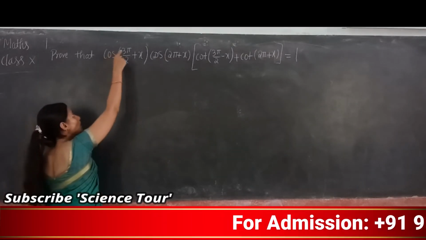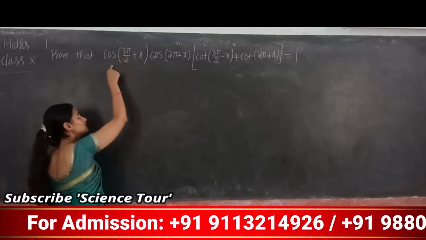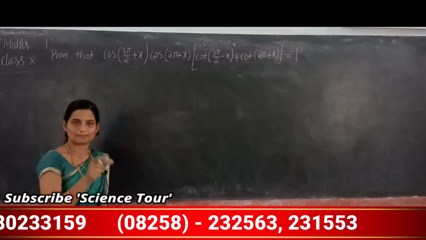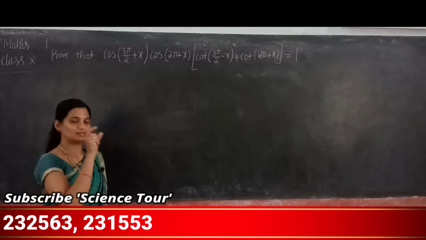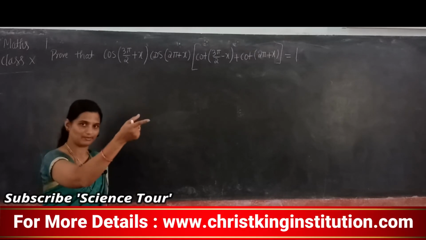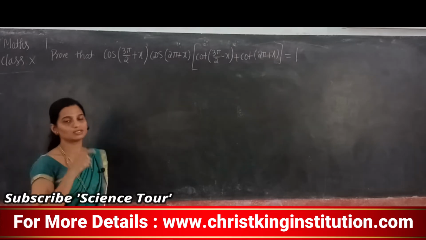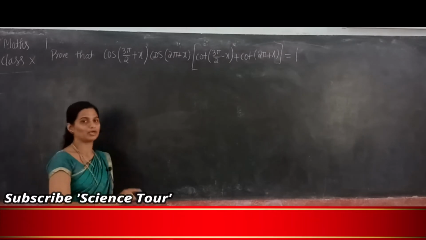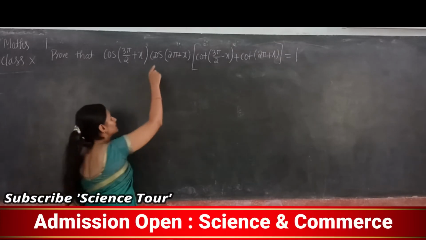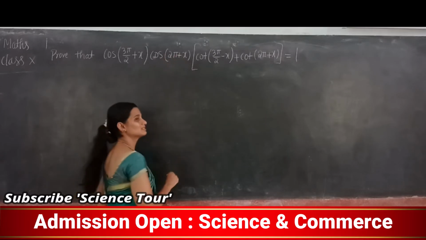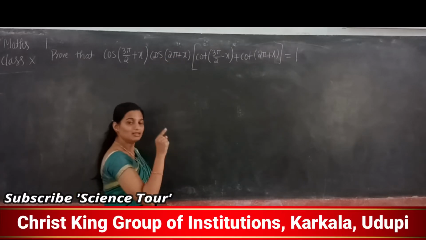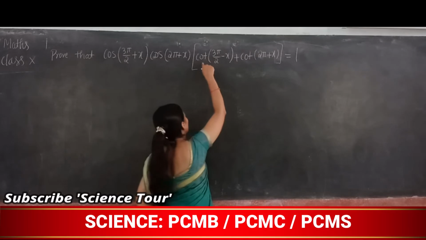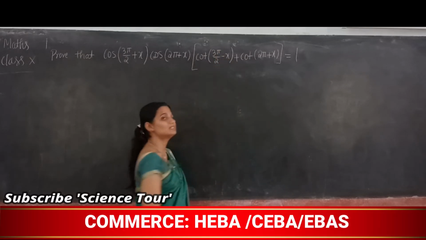Now cos(3π/2 + x) means cos(270 + x). For 90 and 270, cos changes to sine, right? And 270 + x, which quadrant is it? Fourth quadrant, and we write the values. Next is cos(2π + x). 2π means how much? 360. 360 + x, which quadrant? First quadrant. Next, cot(3π/2 − x).